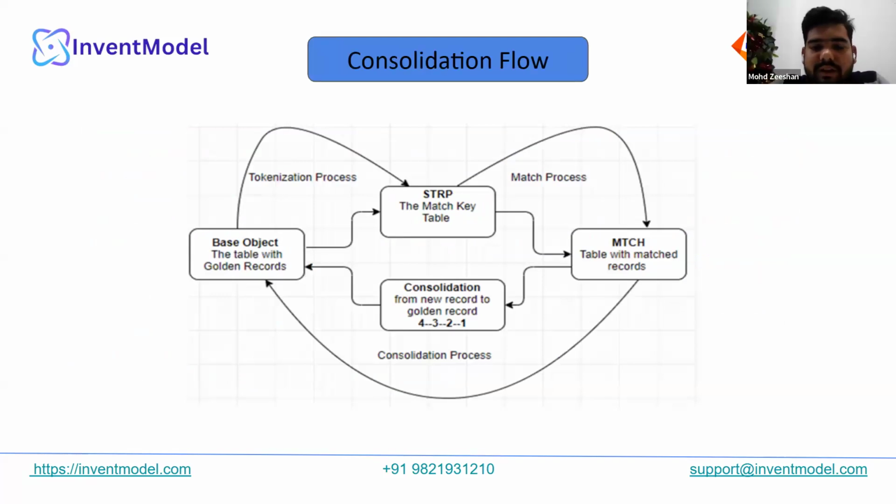Okay, then we have the consolidation flow diagram. This is the typical consolidation flow diagram, where we can see the base object table, and then the tokenization process gets started, and once it gets started, the data gets loaded into the STRP table, the match key tables, right? That is called the match key tables.